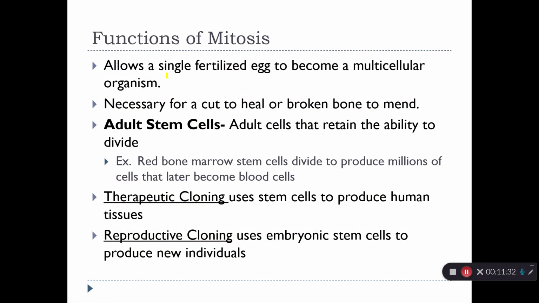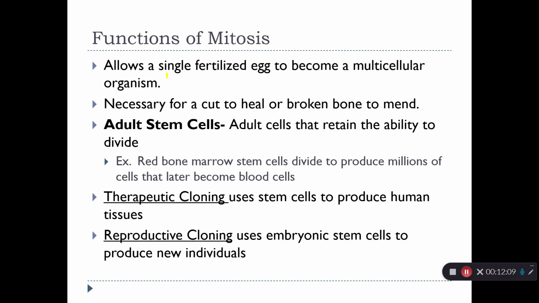Functions of mitosis. It allows a single fertilized egg, sperm and egg together, that's a fertilized egg, to become a multicellular human, right? The egg is much larger than the sperm. And the sperm puts its DNA inside the egg, and that becomes one fertilized egg. Now that one fertilized egg reproduces by mitosis and becomes a baby. It's a miracle.